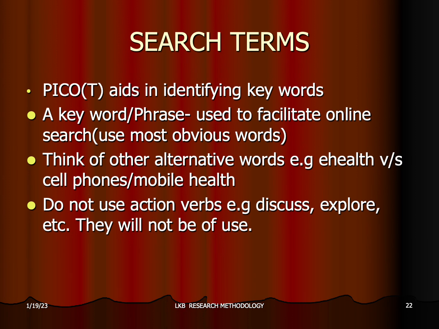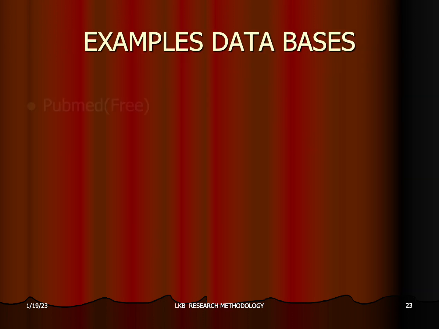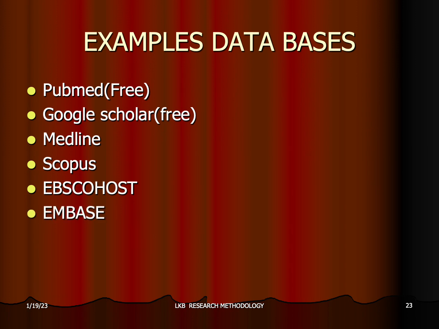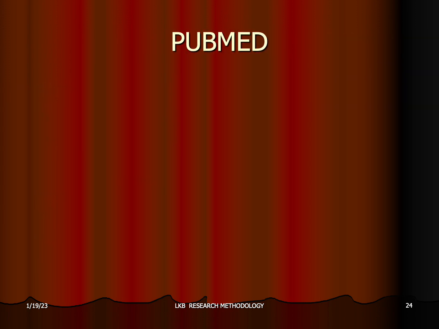When we are looking at keywords, we don't have to use the action verbs. Remember, when looking at objectives, we said we needed the action verbs. When you're doing the search, you do not use those action verbs because they will not yield much and will not really assist. We mentioned a few such sites or databases: PubMed, Google Scholar, Medline, Scopus, and many others. We'll work with PubMed for purposes of learning today.